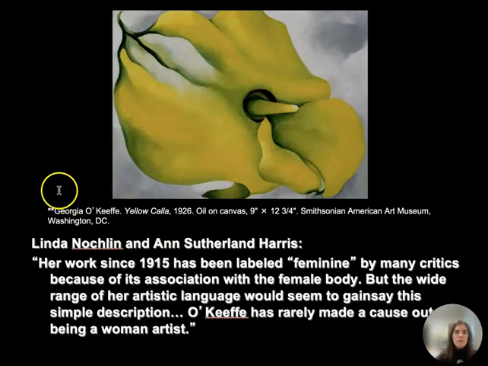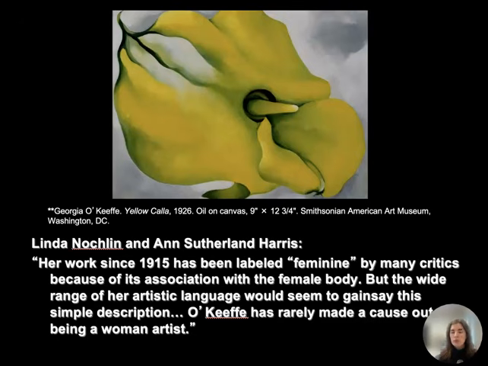But what's interesting is then later there are art historians and feminist art historians. So Linda Nochlin was a very famous art historian, and Anne Sutherland Harris. So they point out that Georgia O'Keeffe's work has often been labeled as feminine. Her work since 1915 has been labeled feminine by many critics because of its association with a female body, but the wide range of her artistic language would seem to gainsay this simple description. O'Keeffe has rarely made a cause out of being a woman artist.